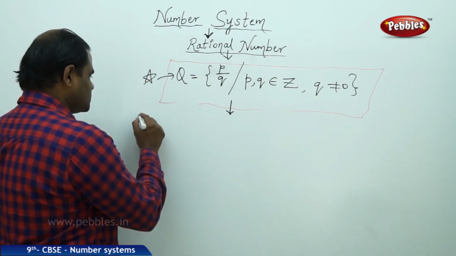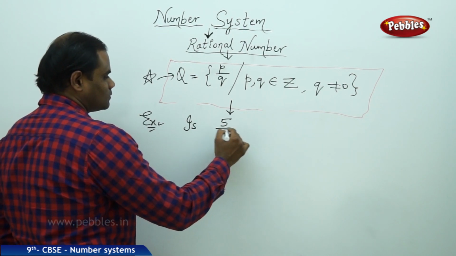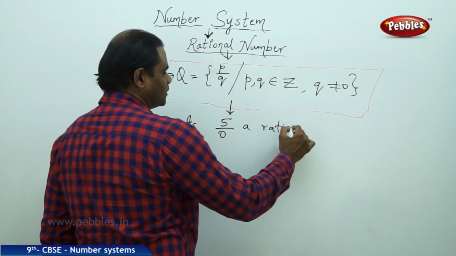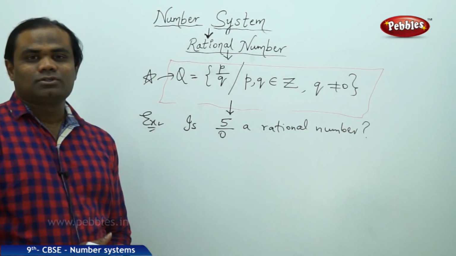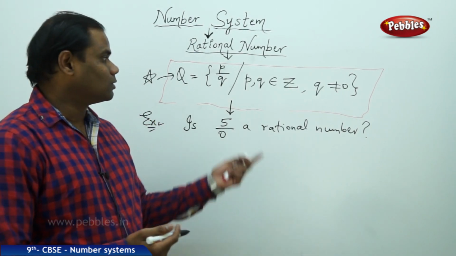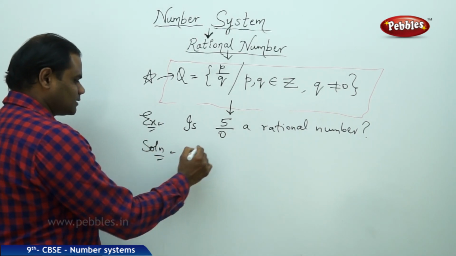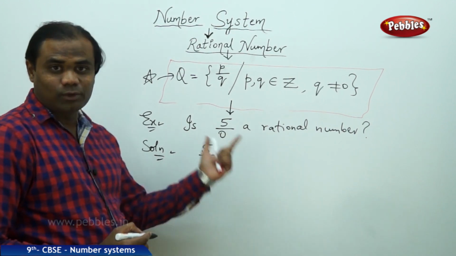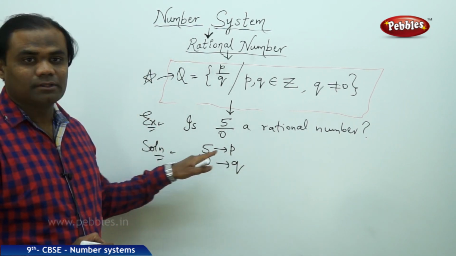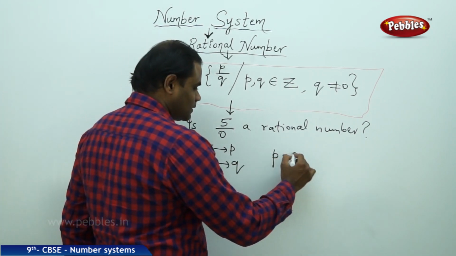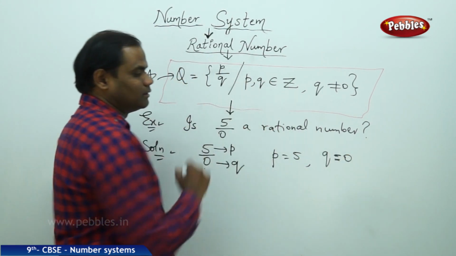Now my question here is: is 5 by 0 a rational number? Let's see how we can justify this through test number 1 and test number 2. Clearly, the number 5 over 0 should be classified into P and Q, where I identify P being the numerator, which is 5, and Q being the denominator, which is 0, as compared to the given set.